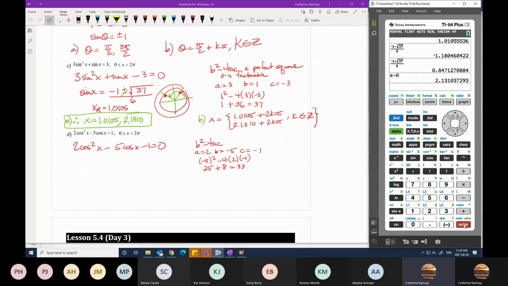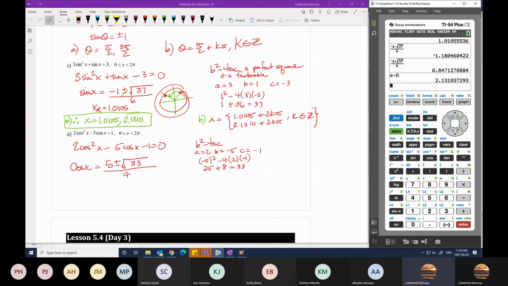So I can keep going. So cos x is equal to minus b, so 5 plus or minus the square root of 33, because I already figured that out. That's why it's nice, if you're not too sure if it's factorable, just do the b squared minus 4ac. And then you're already halfway done the quadratic formula, right? So all over 2a, which is then 4.